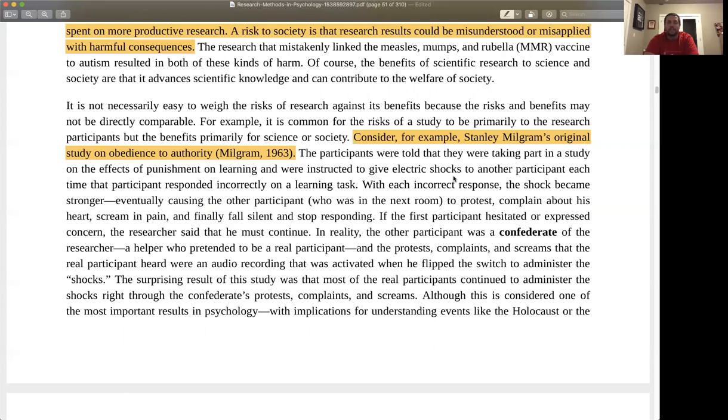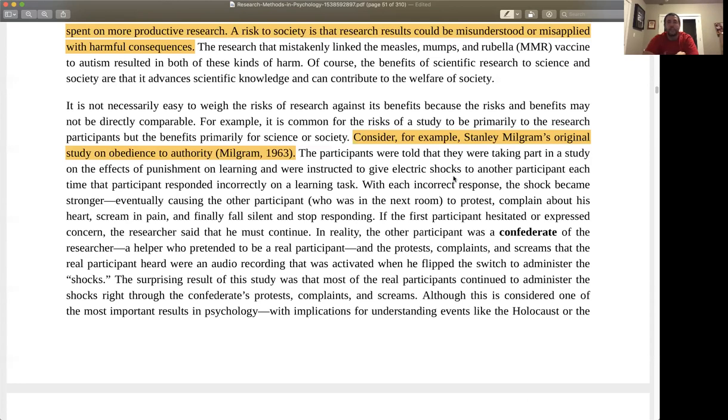And the teacher would ultimately say one of the word pairs. The learner then had to press a button corresponding to the correct answer. If the learner got it wrong, the teacher gave them a shock, and it started at 15 volts and then went up in 15-volt increments all the way up to 450. So the idea here was that eventually the teacher would want to stop, right? That there'd be some type of fiasco going on.